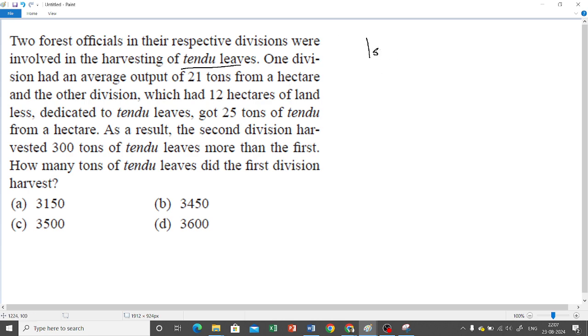So this is the first division, and the second division. One division had an output of 21 tons from a hectare. That means 21 tons per hectare. And how many hectares of land is there? X. The other one has 12 hectares less, X minus 12. 12 hectares of land less dedicated to tendu leaves, 25 tons. So they got 25 tons per hectare. As a result, the second division harvested 300 tons of tendu leaves more than the first.